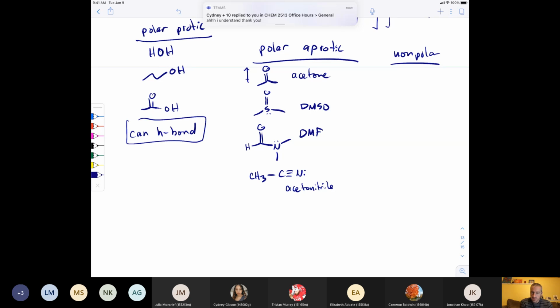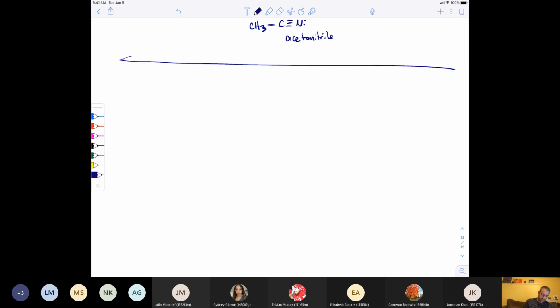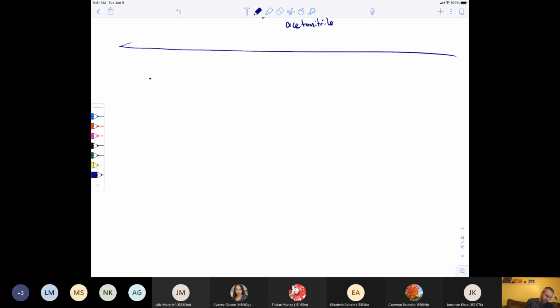So Cameron asks, can we do a question where we're given the product and conditions and have to find the reactant? Sure. Let's do something like this. Now, this is a good one because you can get creative. There's lots of different reactions that could potentially give you this particular product.